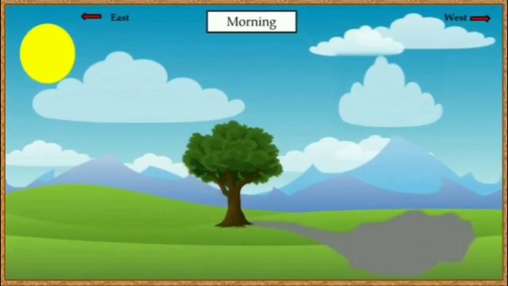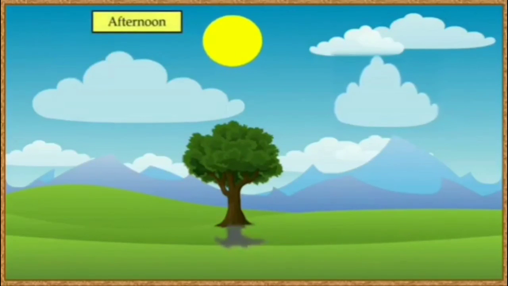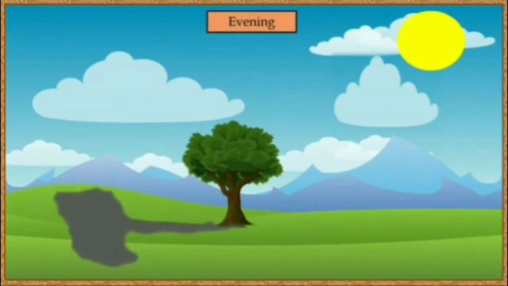Students, as you can see in this picture, sun is rising in the east direction. The shadow of this tree is long and the shadow falls in the west direction. You might have seen the sun in the afternoon. The sun is directly above the head and that is why the shadow of the tree is very short in the afternoon. In the evening, the sun gradually moves to the west direction and the shadow is long and it falls in the east direction.